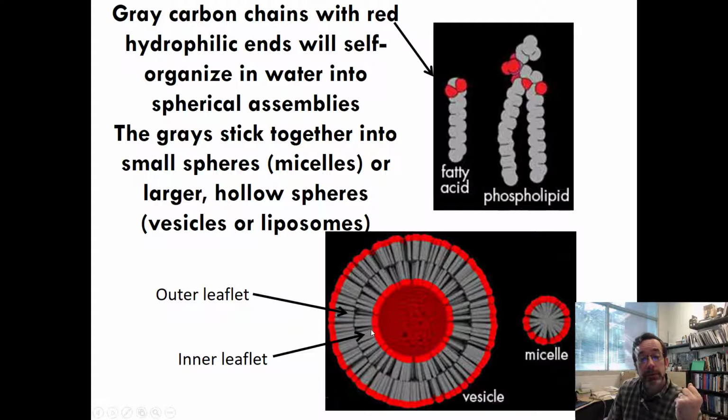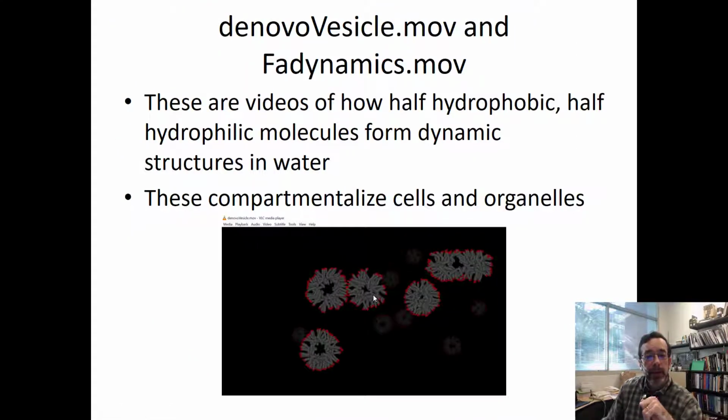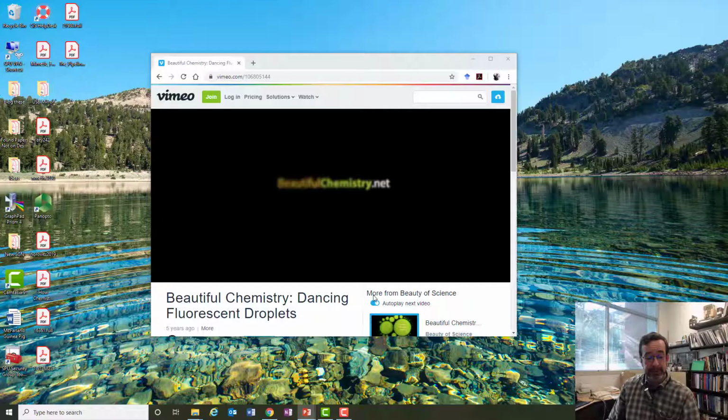That will come into play later, but for right now I want you to see how phospholipids naturally associate to form vesicle membrane structures. Here are these two videos. Again, these are simulations of simple molecules that have complex dynamic behavior. This comes just from having molecules that are amphipathic, half hydrophobic and half hydrophilic, and they behave in water so as to form compartments. So let me call up those videos for you right now.